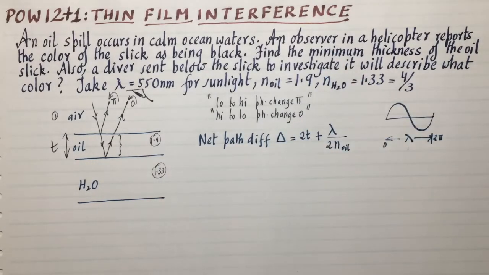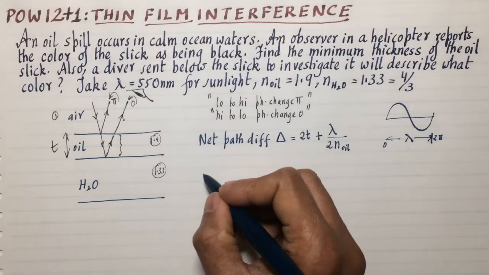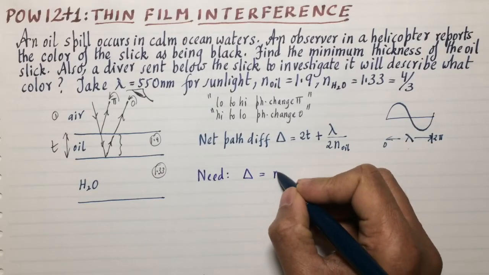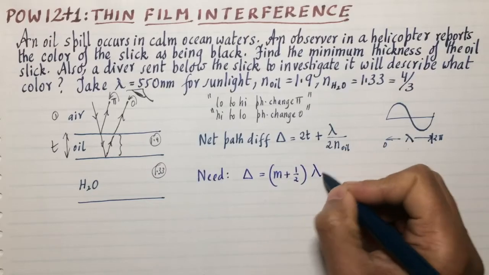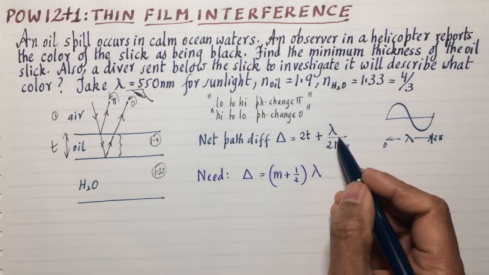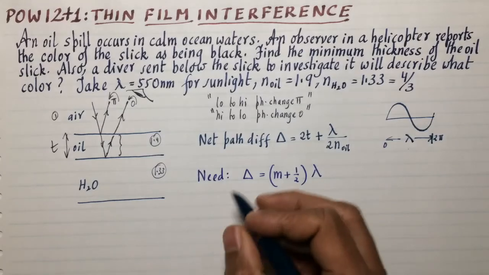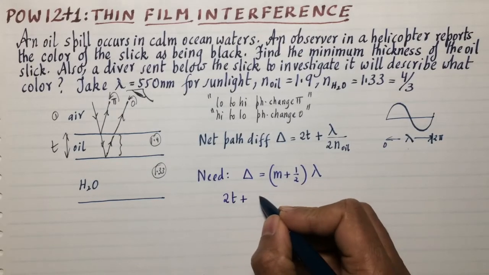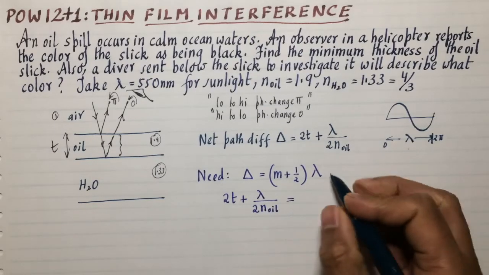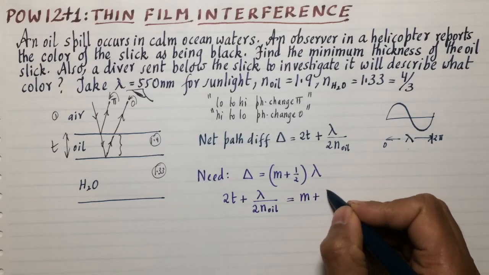And now, because the observer is seeing that path difference as being destructive, since there is no light being observed, that's what the problem says. If you're seeing the slick as black, it means that there's no light being reflected from it. So we need that delta is equal to (m plus a half) lambda. That's a condition for destructive interference. So now delta can be put in terms of this particular result here. So I'm going to get 2t plus lambda over 2n oil is equal to (m plus a half) lambda.